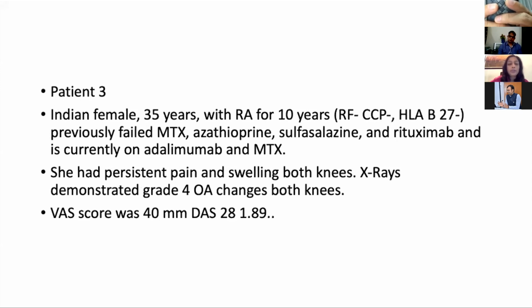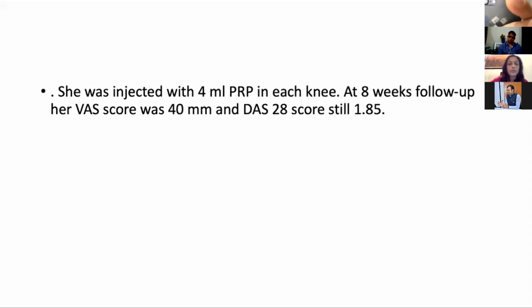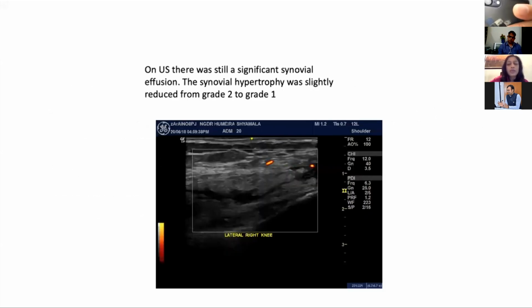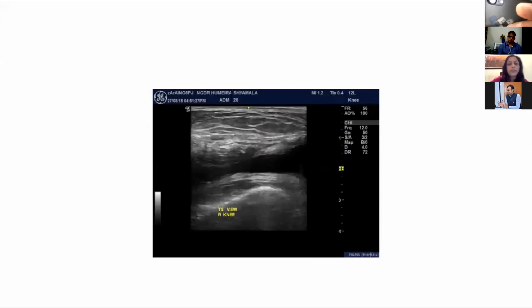She had failed multiple drugs, and she was on Humira, which is adalimumab, an anti-TNF, and methotrexate. She had effusions and synovitis in her knees, not responding to steroid injections, other modalities, or oral steroids. She had a mild Doppler positive, but synovial effusion was there. She got 4 ml of PRP in each knee, and her synovial effusions reduced. The synovial hypertrophy also reduced from grade 2 to grade 1, and clinically she felt much better.